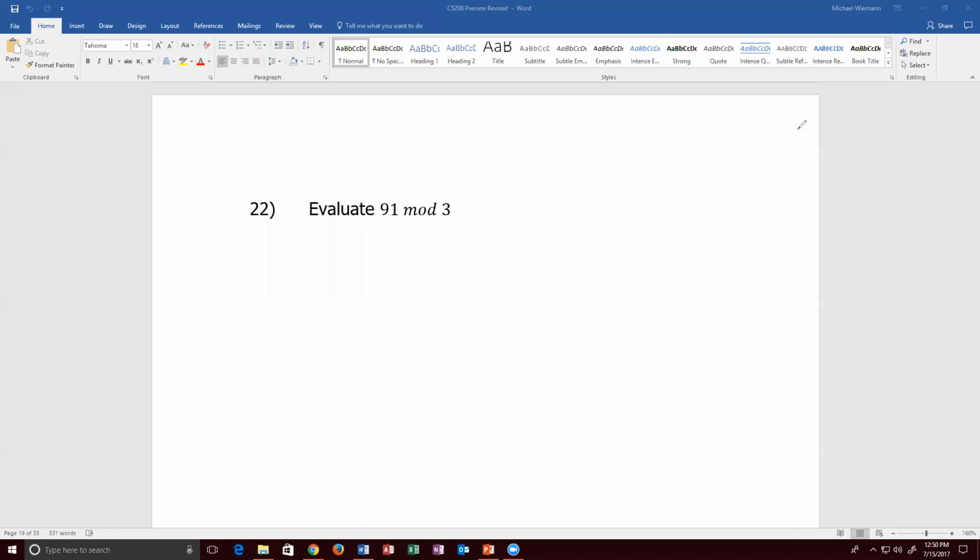Okay, for number 22, we are asked to find the modulus or the remainder associated with 91 mod 3. Now, if you recall when we talked about modulus back in the course, that modulus can only take on a positive value. So there are one of two ways we could approach this one. When it's a positive value, we go back to traditional mathematics to accomplish this.